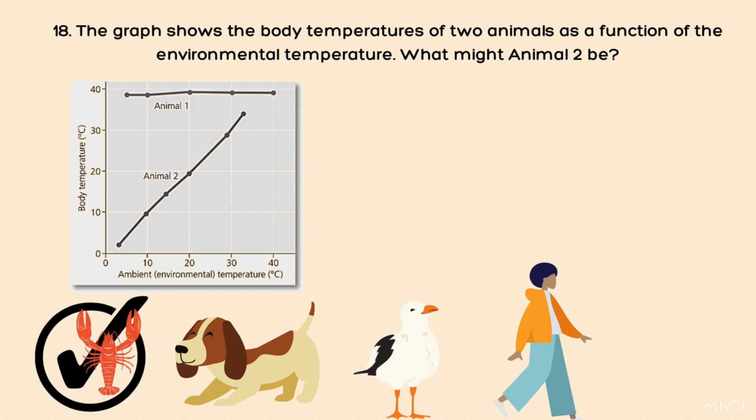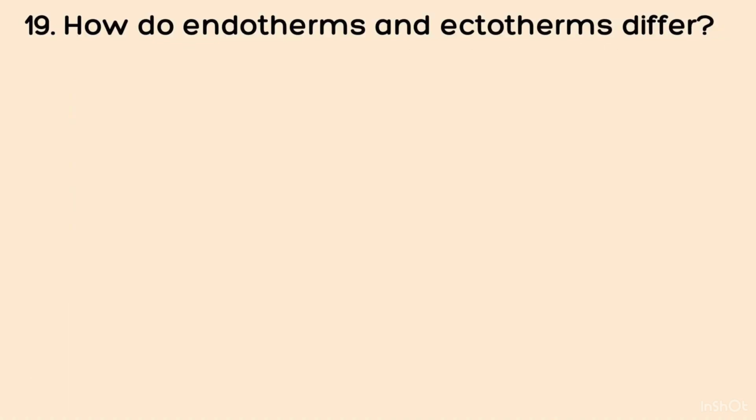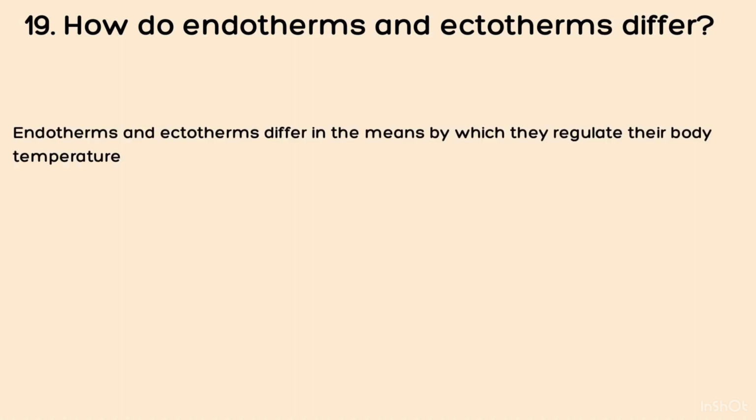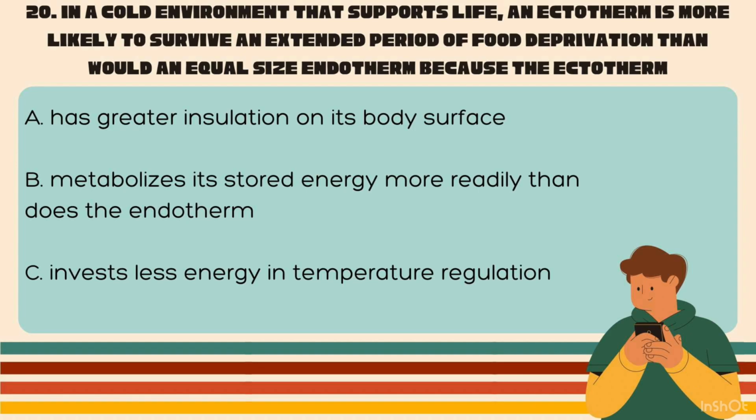The correct answer is lobster, and the reason for this is because they are cold-blooded animals. Their body temperature can change as the result of the temperature of the water they're living in. Number 19. How do endotherms and ectotherms differ? Well, endotherms and ectotherms differ in the means by which they regulate their body temperature. Number 20. In a cold environment that supports life, an ectotherm is more likely to survive an extended period of food deprivation than would an equal-sized endotherm because the ectotherm invests less energy in temperature regulation.